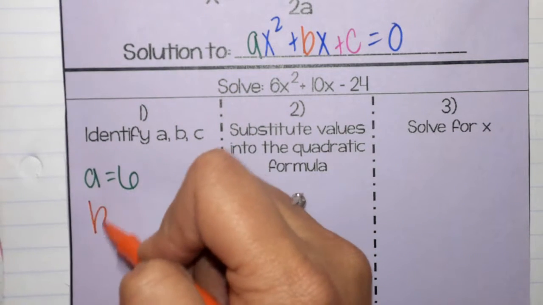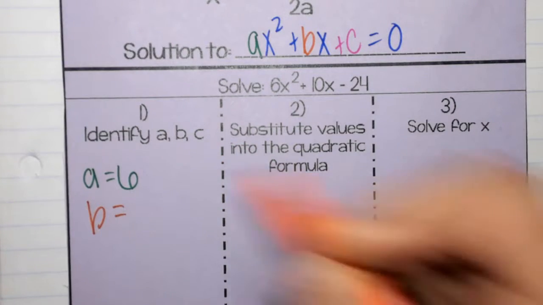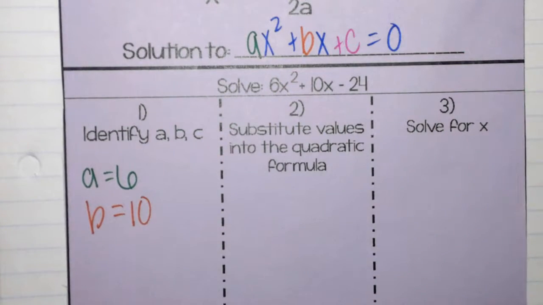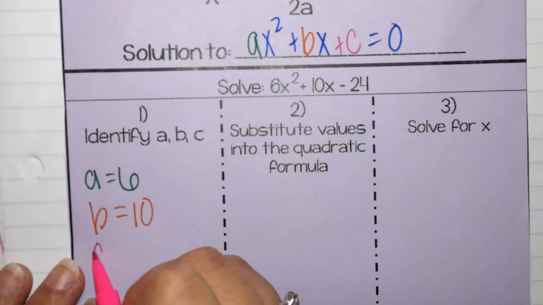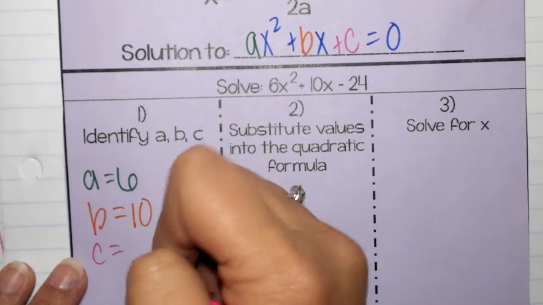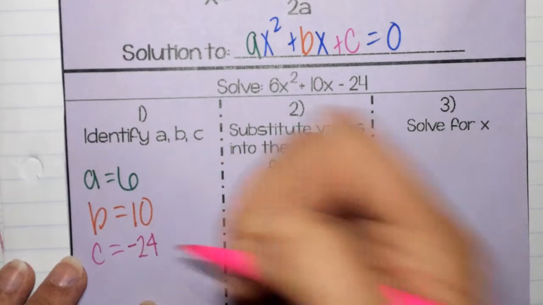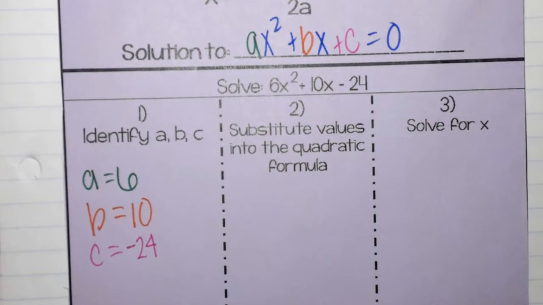B equals negative 10. We're just identifying the parts of it. All right, and C equals negative 24 because of that minus.